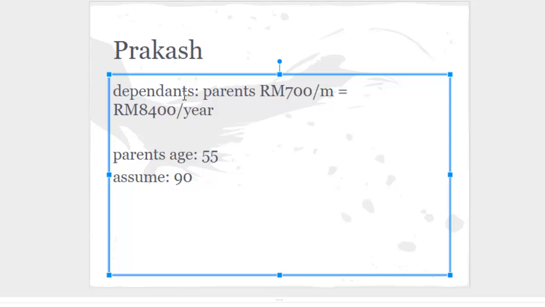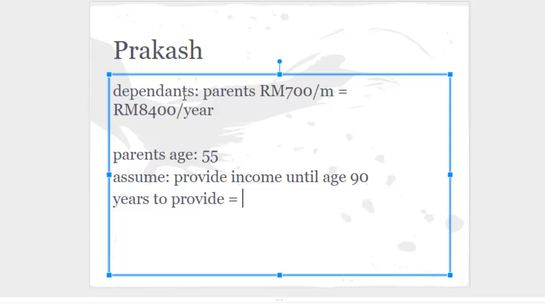How about your family history? You kind of know your grandparents, how long they lived, right? So let's say 90. Then that means you have to provide income until age 90. So years to provide equals 90 minus 55, which is 35 years. Correct? So you have to provide 700 ringgit per month for 35 years.